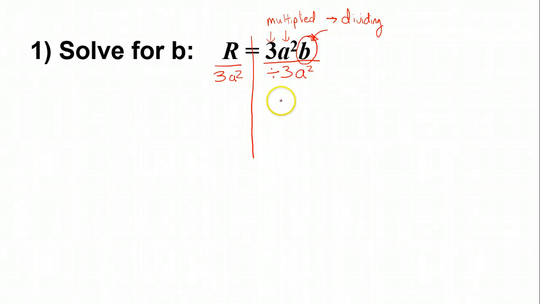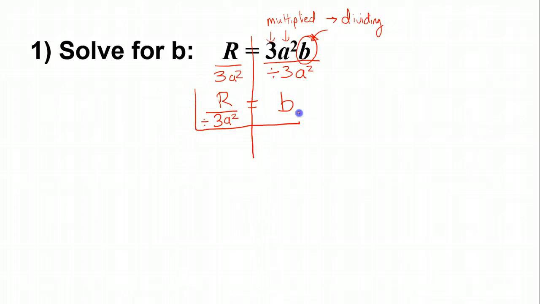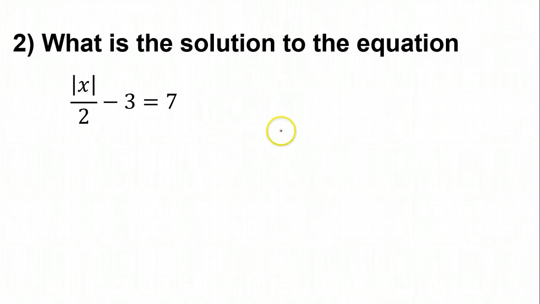All right. So 3 divided by 3, that's just 1. A squared divided by a squared. Anything divided by itself is going to be 1. So I'm left with b on this side equals r divided by 3a squared. And I have essentially solved for b. Okay. Go on to number 2.